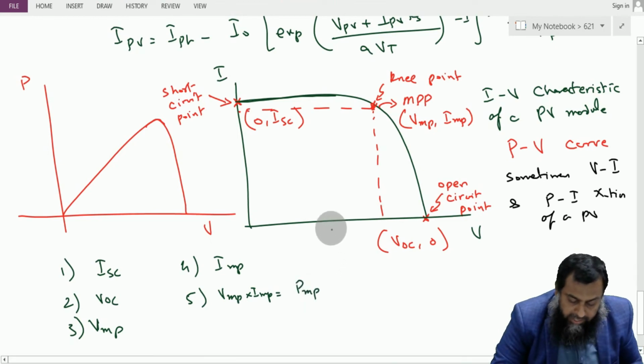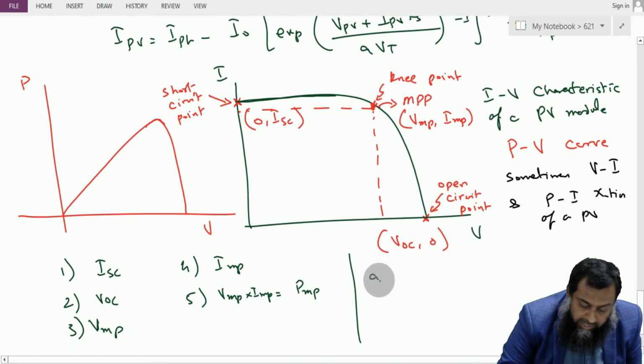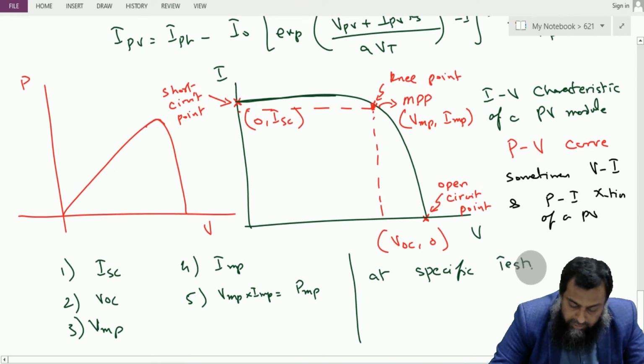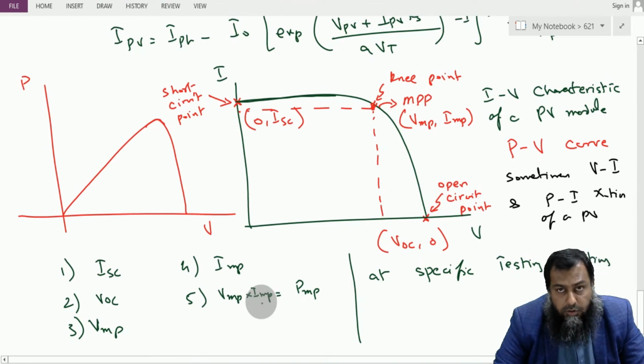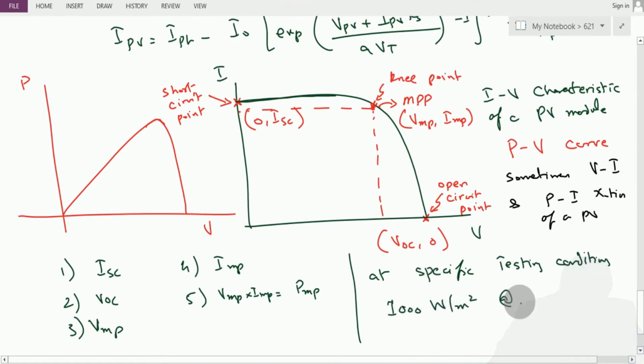that the data sheet of any PV module is designed at a specific testing condition. So these values of any given photovoltaic module are only tested at an STC value, which is 1000 watt per meter square at 25 degree centigrade temperature and at 1.5 atmospheric pressure.